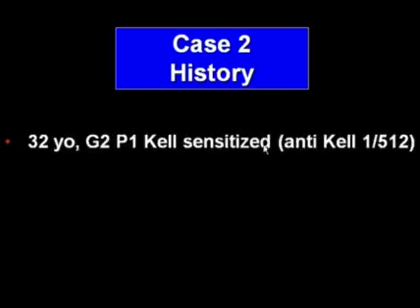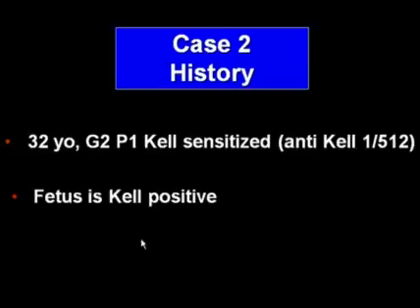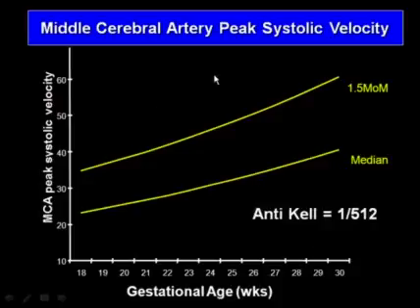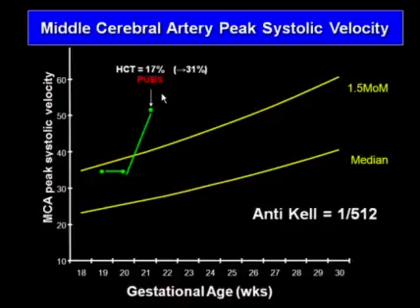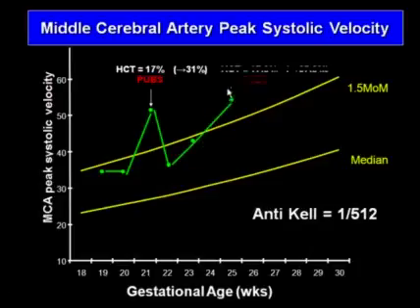This is another case. The patient was KEL sensitized. The anti-KEL titer was 1/512. The fetus, by amniocentesis, was KEL positive, and the patient opted for middle cerebral artery peak systolic velocity assessment. The first value was very close to 1.50 MoM, but in a couple of weeks there was a sharp increase of the value. We did a cordocentesis, and the hematocrit was 17%. The baby was transfused to 31%. The velocity decreased, then increased again, and decreased again after the cordocentesis.